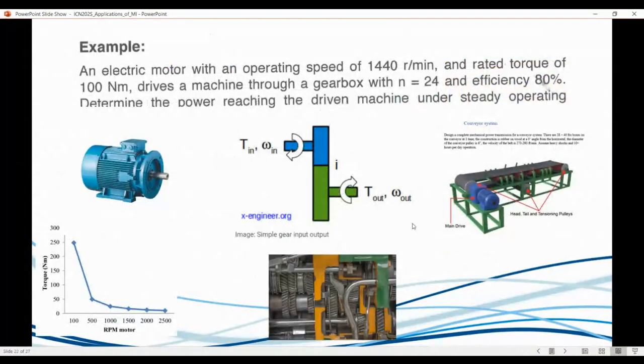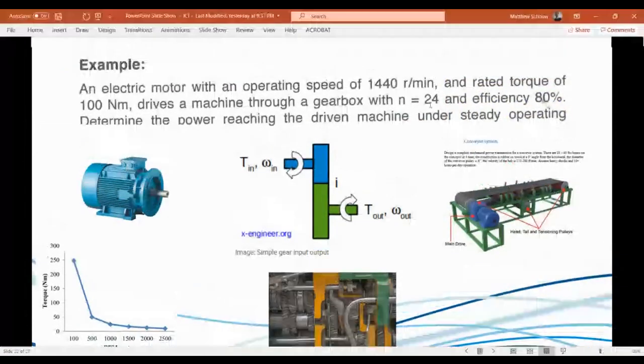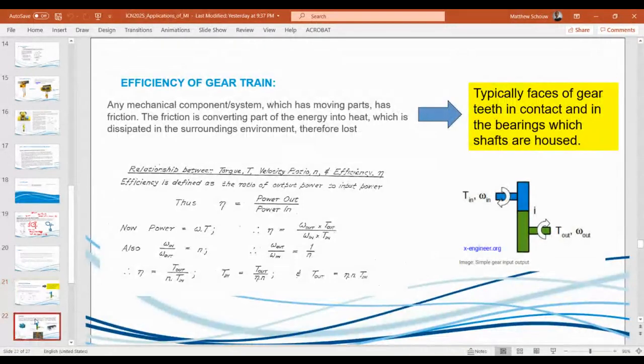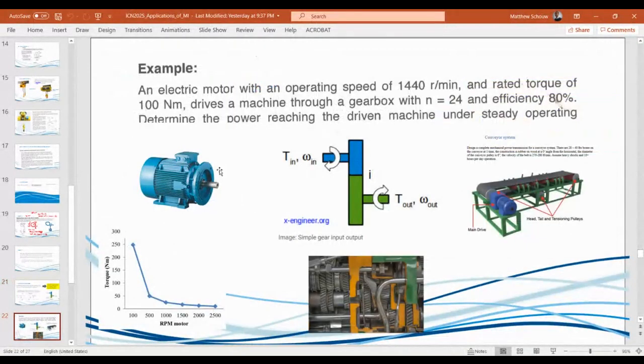So how it typically works, there's a small example I want to do for you guys. Just give me a second. So let's say an electric motor is operating at a specific speed and a rated torque of 100 Newton meters. It's driving a machine through a gearbox, N equals 24, and efficiency of 80%. Determine the power reaching the driven machine under steady operating conditions.